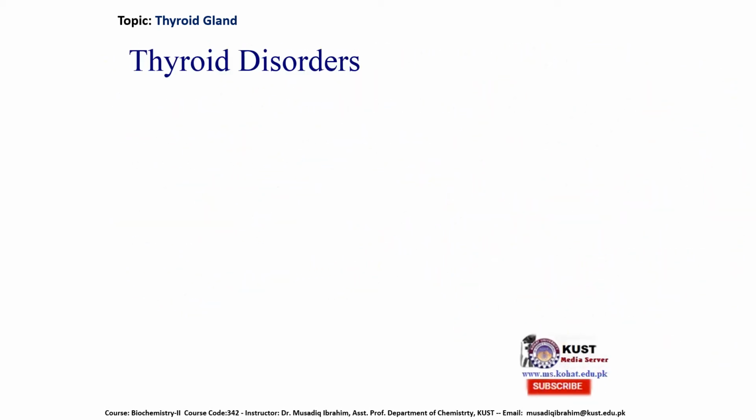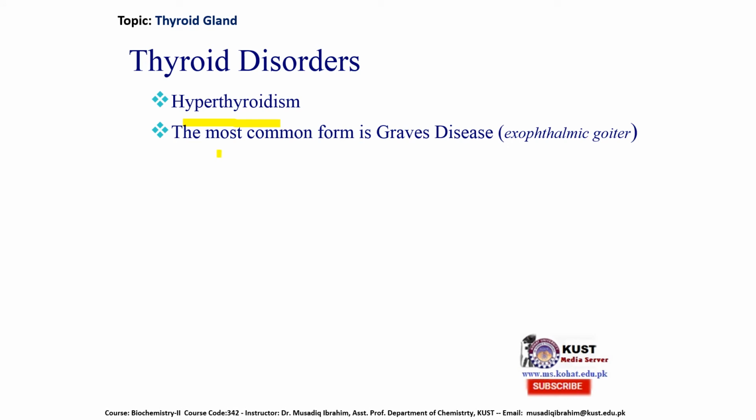Moving towards the thyroid disorders. First of all, we will discuss hyperthyroidism, which results from increased secretion of the thyroid hormones. The most common form is Graves' disease, which is also known as exophthalmic goiter and commonly referred to as goiter, which happens when there is a hypersecretion of thyroid hormones. But hyperthyroidism is less common than hypothyroidism.